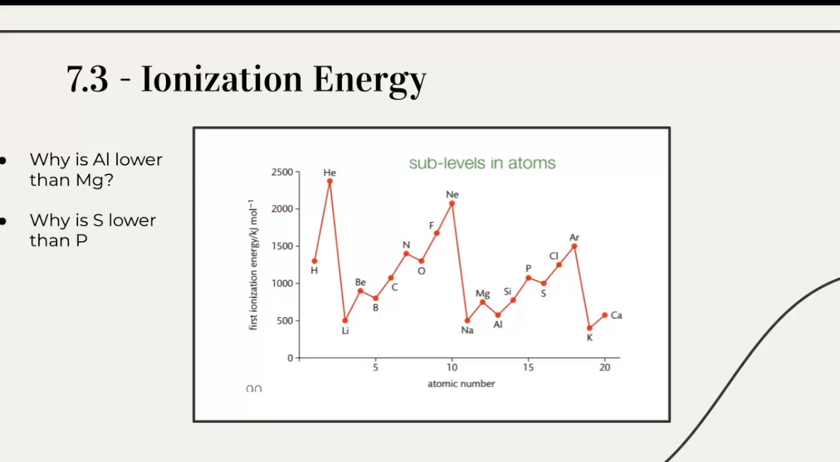And then here comes the question, why is S lower than P? Well, if you look at your periodic table, phosphorus and sulfur are in the same energy level, and sulfur is further along. So why does it have lower ionization energy than phosphorus? Well, when you look at their orbital configuration, you have to notice that sulfur has an orbital with multiple electrons. This creates higher electron-to-electron repulsion, and therefore sulfur is easier to remove with lower ionization energy.